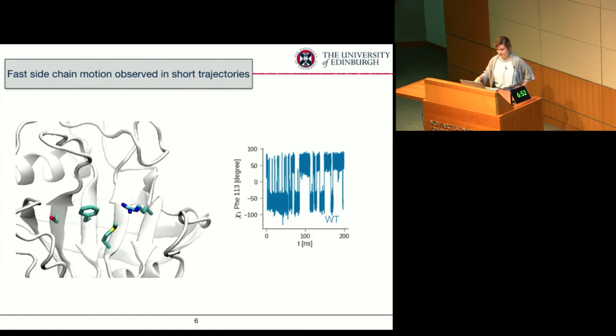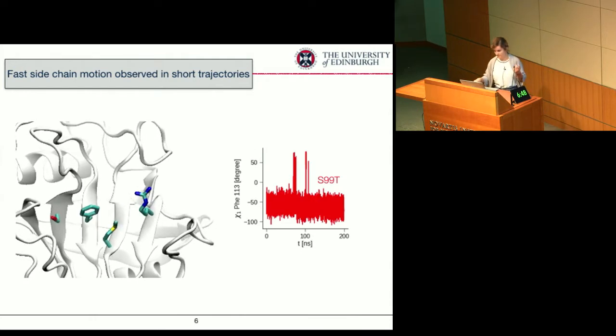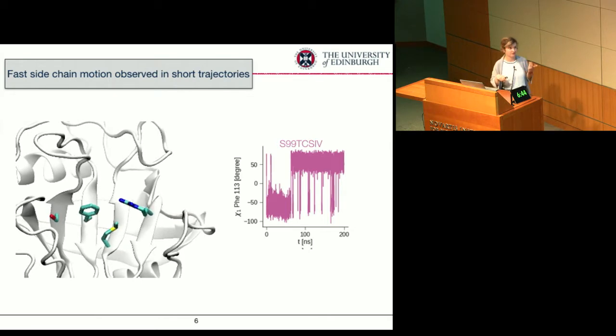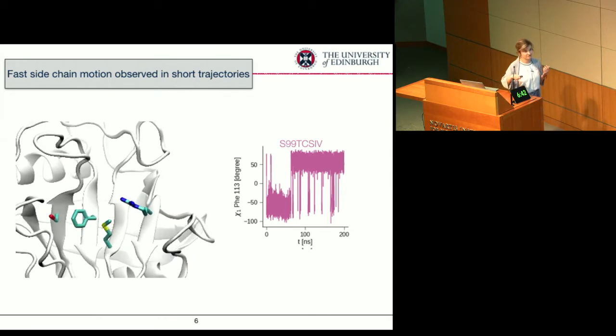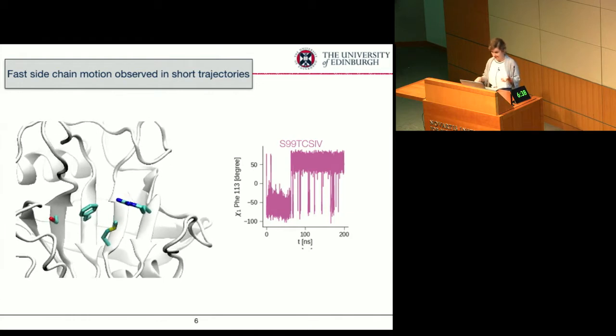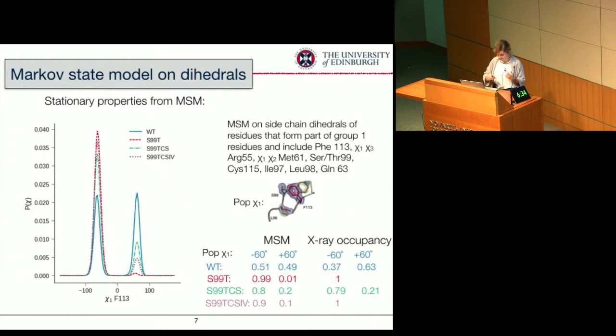But what happens if we look at the mutant? That also happens, and the same story for all the other mutants. Obviously, it's quite nice that we can just look at this trajectory trace, but wouldn't it be better if we could quantify this numerically, as in how fast these transitions occur? So we built a Markov state model. And the nice thing about a Markov state model is that it gives you information about stationary probabilities, but also kinetics.